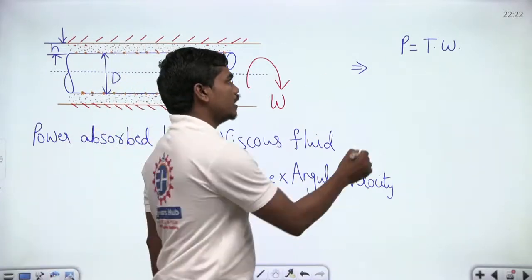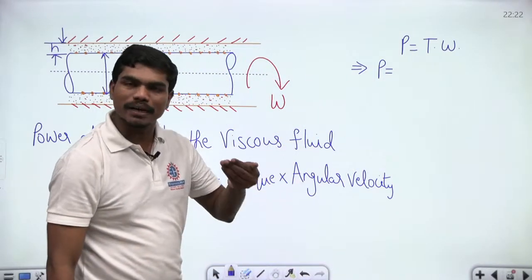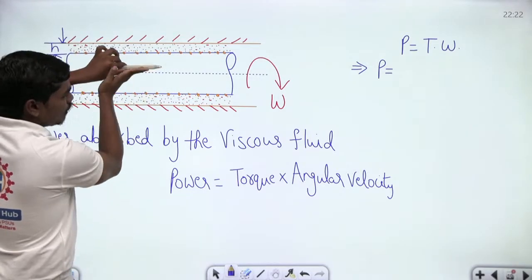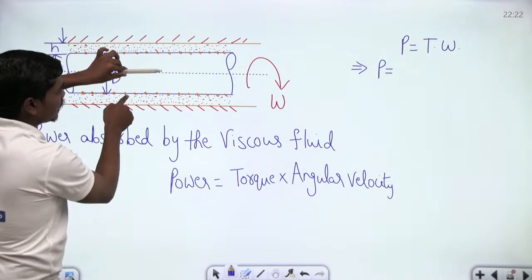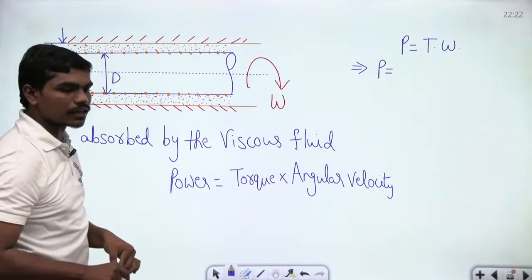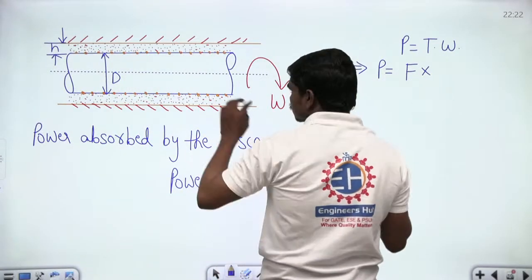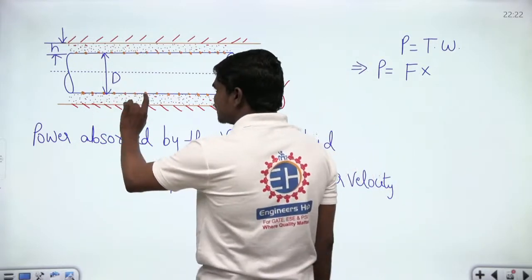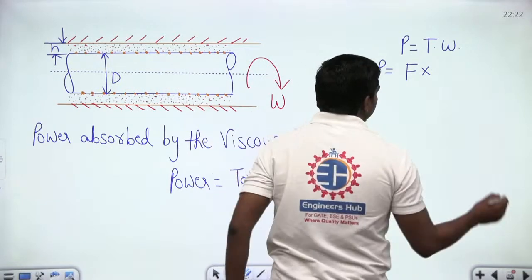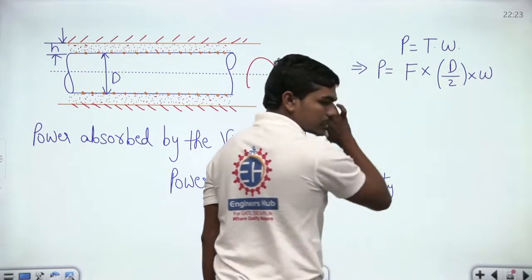Torque is nothing but the tangential force acting into the perpendicular distance. And what is the perpendicular distance between these 2 points? If the shaft is rotating about this axis, then the perpendicular distance at which there is some velocity on the periphery of the shaft is nothing but the radius. So torque is equal to force into radius, which is D by 2. I am writing D by 2 because all these points are at a constant distance from this fixed center axis. So this is D by 2, into omega. Correct? This is what we have.